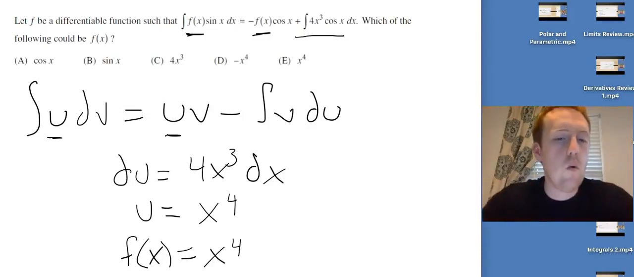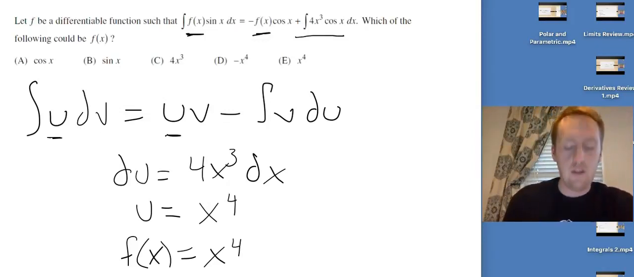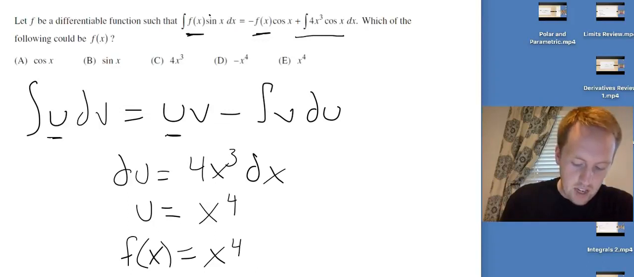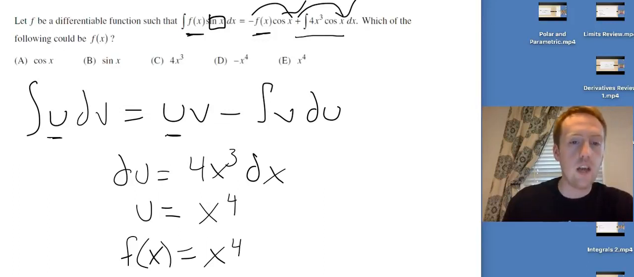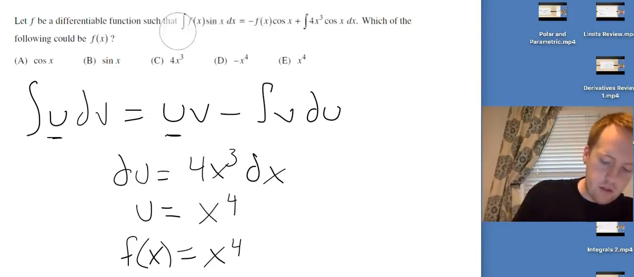You might be wondering, well, why isn't it negative x to the 4th? Because we do see some negative signs floating around. But the only reason we see that negative sign floating around is because it's the antiderivative of sine of x, negative cosine of x. The negative signs were going with the cosine. That's why that negative sign showed up. So x to the 4th is going to be the answer for that one.